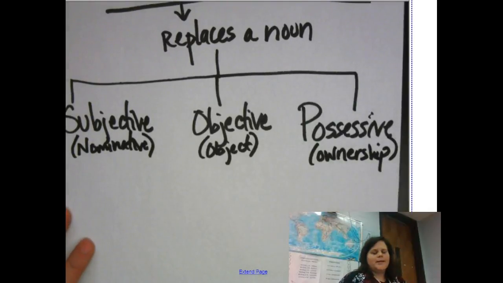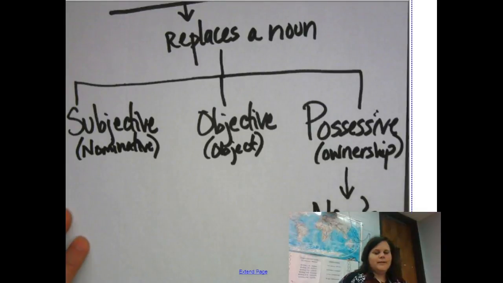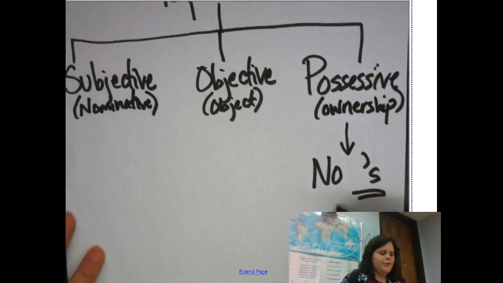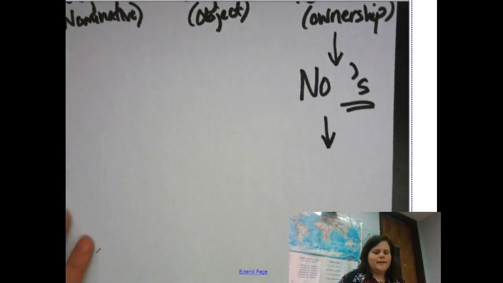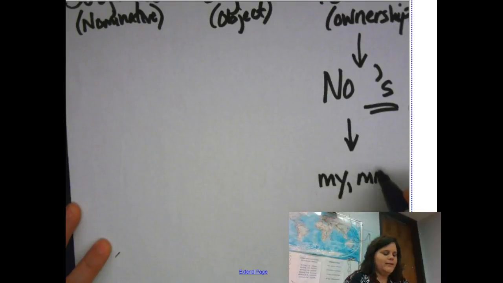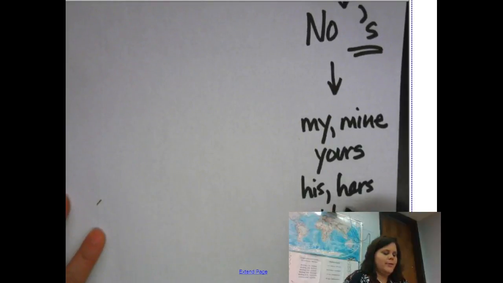So, we're going to start with possessive because we've already kind of covered that, and I just want you to be clear that possessive pronouns do not have apostrophes. There's no apostrophes in a possessive pronoun. So your possessive pronouns are words like, instead of saying I's, you'd say my or mine, yours, no apostrophe, his, hers, its, no apostrophe.